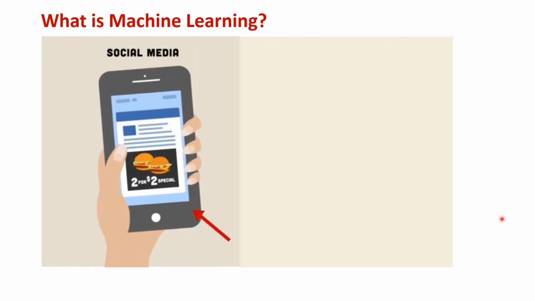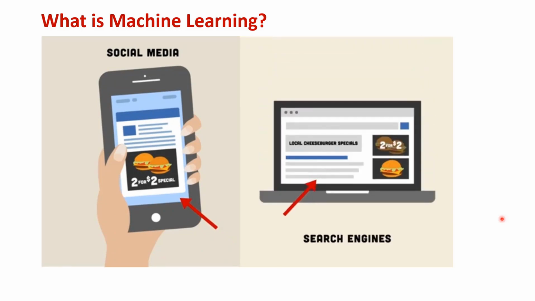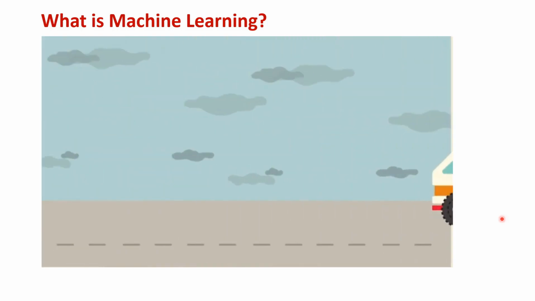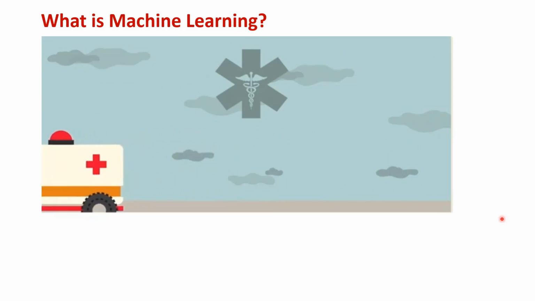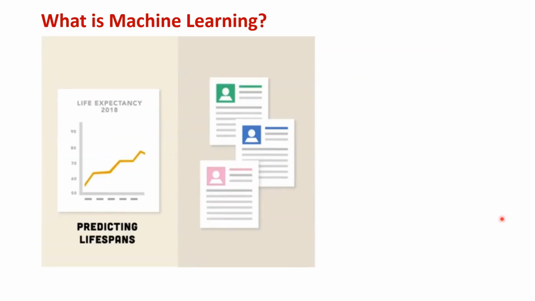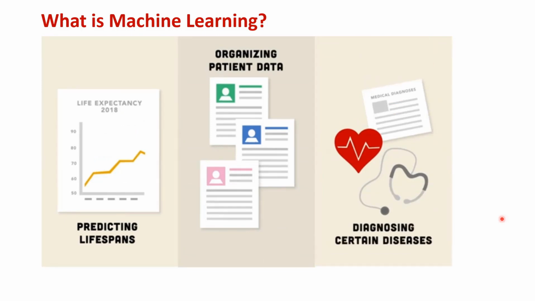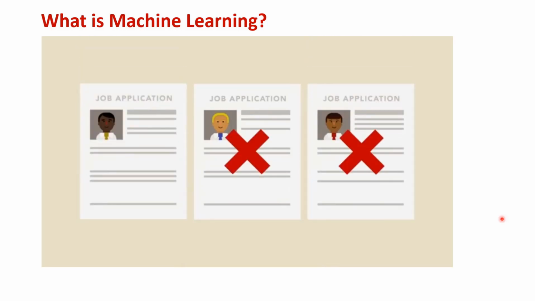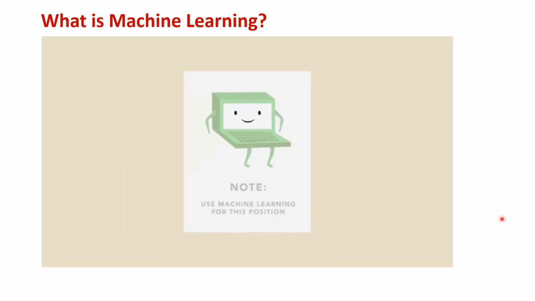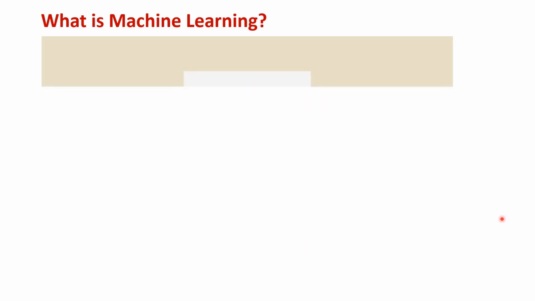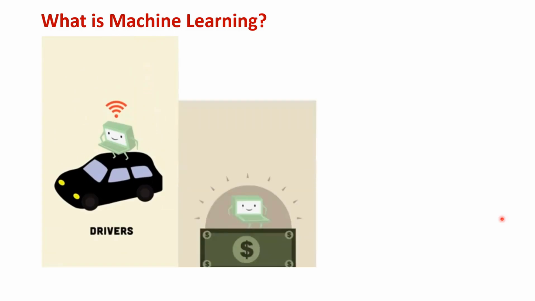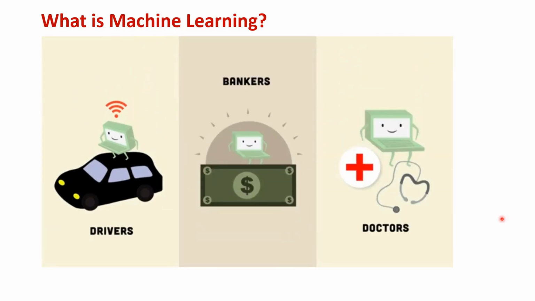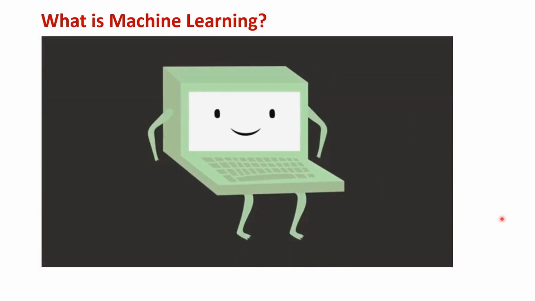Social media sites use it to create your feed based on your preferences, and search engines use it to improve the accuracy of their search results. It's also being used on a larger scale. The medical industry is applying machine learning to things like predicting lifespans, organizing patient data, and even diagnosing certain diseases. As with many emerging technologies, there's a concern that machine learning may eliminate certain jobs. This will vary from industry to industry, but it does have the potential to get rid of or change a number of occupations, including drivers, bankers, and potentially even certain doctors. While it may have some negative effects, many believe that its positive applications will outweigh them.